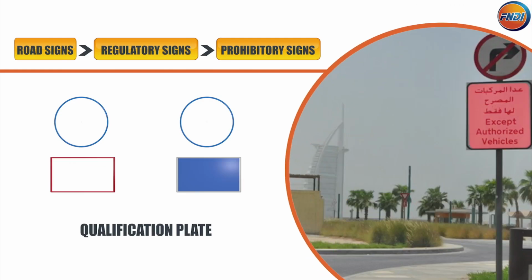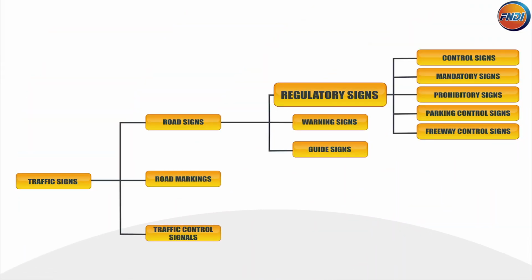Qualification plate. This plate is a supplementary sign which is always attached with other signs. It displays the limitation regarding the attached sign. These plates are in rectangular shape and are found below other signs and display the information on the plate related to the sign. For example, it can be used below "No hazardous material" and the qualification plate will display the timings. Now you will learn about the fourth type of regulatory sign, that is, parking control signs.